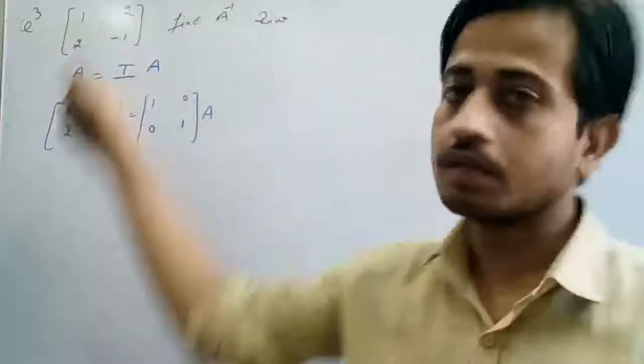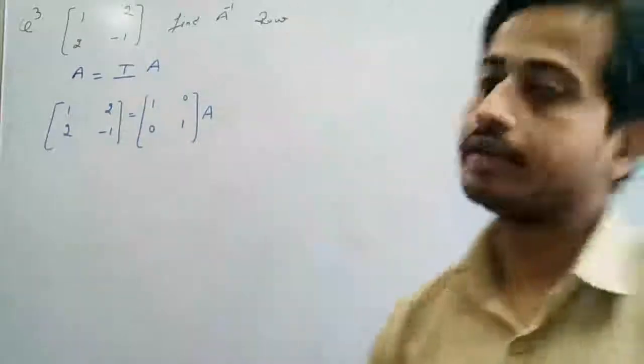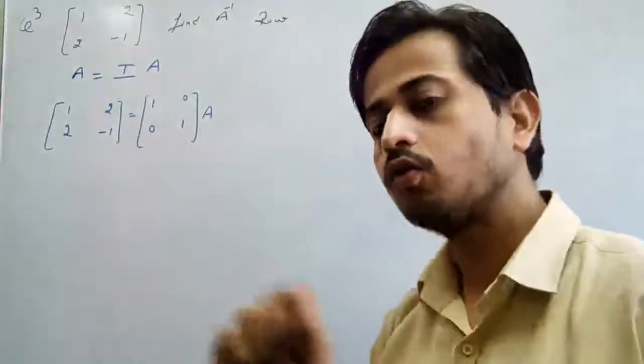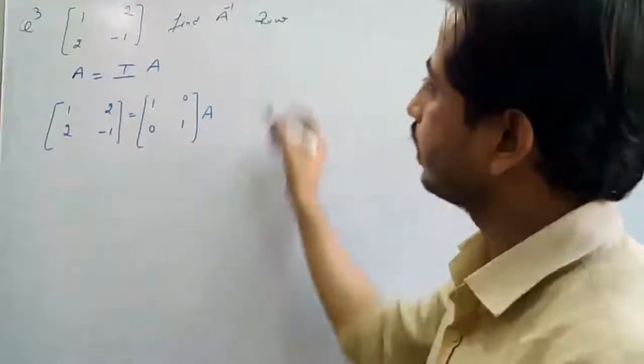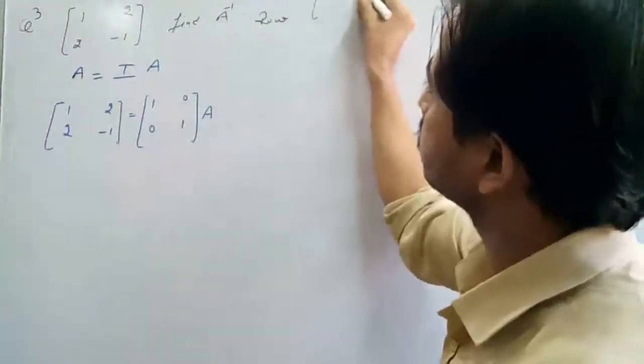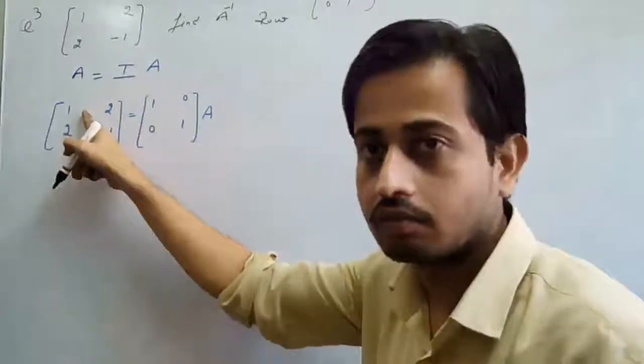Now this is our question number 3. We have to find the same A inverse using elementary row operations. So try to do it even faster. What do we have to obtain? The identity elements 1, 0, 0, 1. Now check it. We already get 1 as 1.